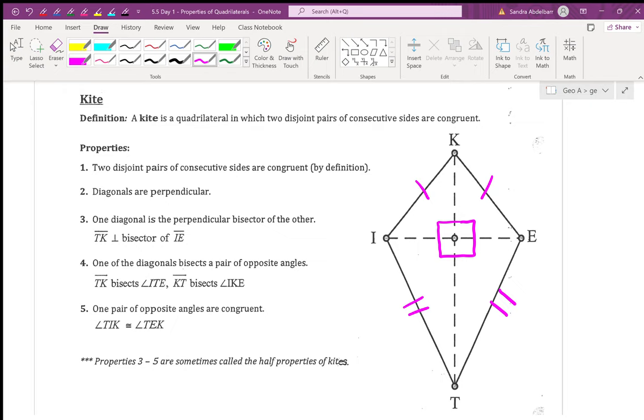Okay, number 3, one diagonal is the perpendicular bisector of the other. I'm going to put a little star for you. We're going to say long diagonal perpendicular bisector of short diagonal. Okay, so the long diagonal, KT, is going to be the perpendicular bisector of IE. We already have the perpendicular part, right? So the bisector part means these 2 segments are congruent. Oops, 3 slashes.